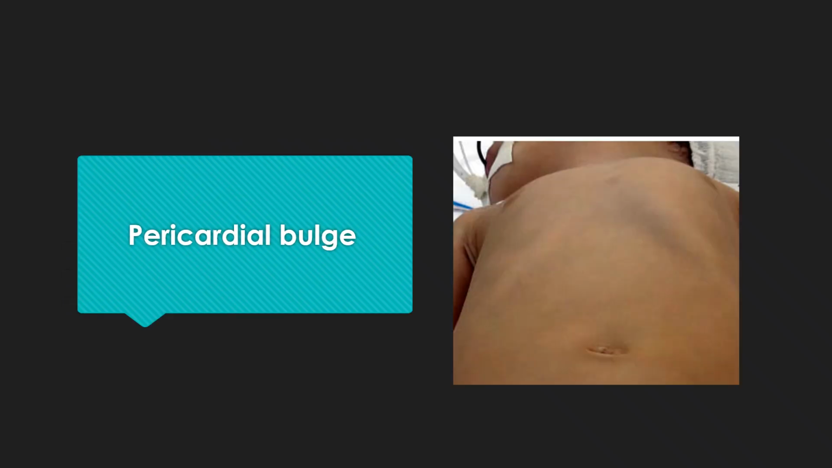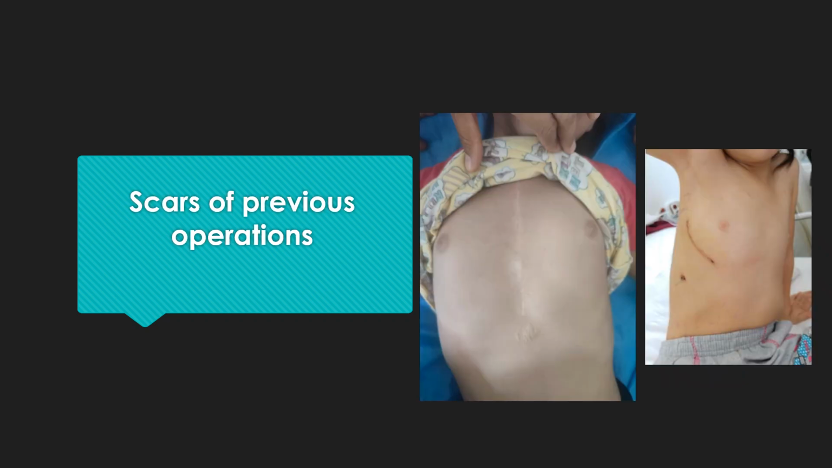First, note if the patient is having any left pericardial bulge, which denotes cardiomegaly early in childhood. Second, check for scars of previous cardiac operations, which may include a midline sternotomy or a lateral thoracotomy.